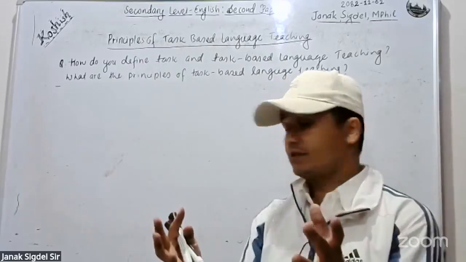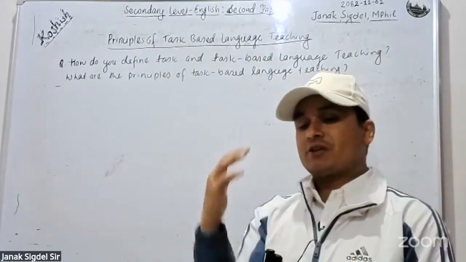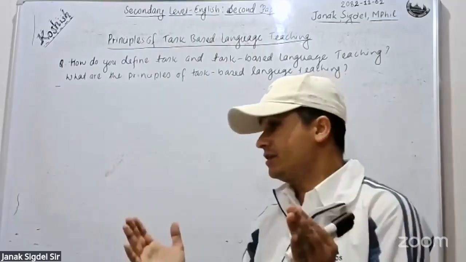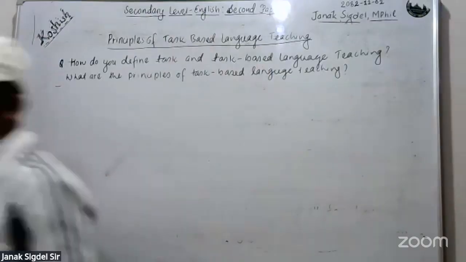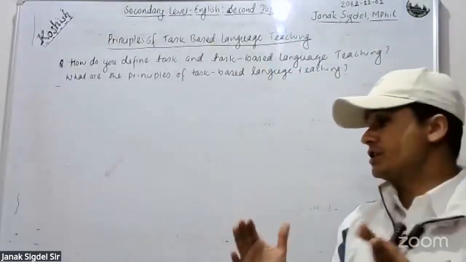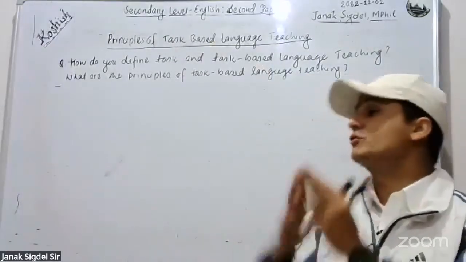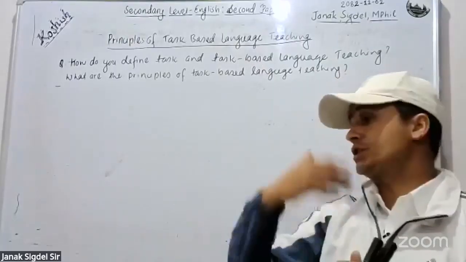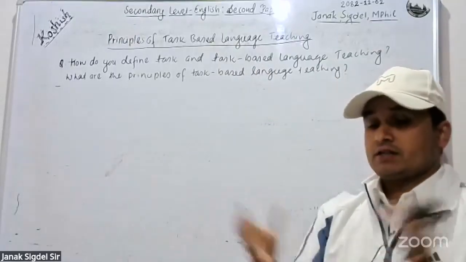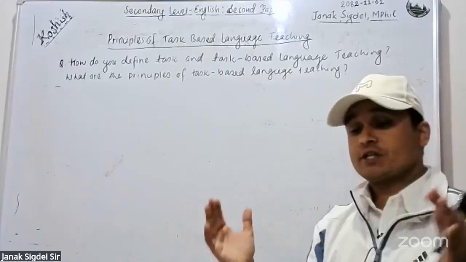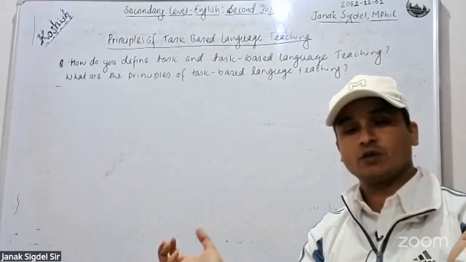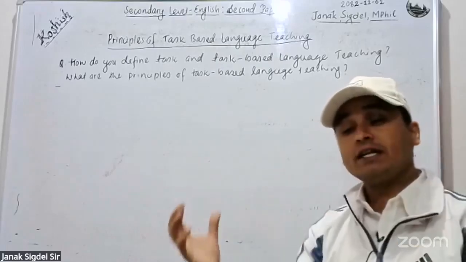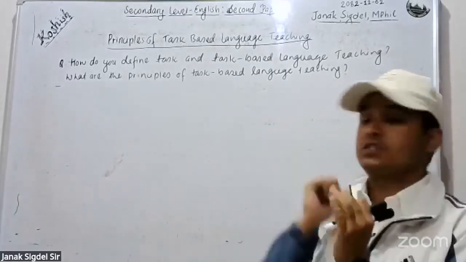First and foremost, task-based language teaching focuses on comprehension and negotiation of meaning, right? It focuses on comprehension and negotiation of meaning, the first principle. And the second one, a task-based language lesson must have a clear goal. It must have a clear learning outcome, or you can say it must have a clear objective. Two principles we have discussed.